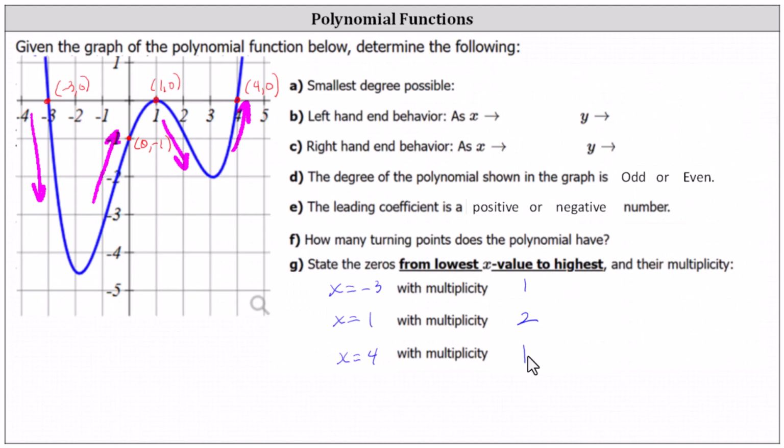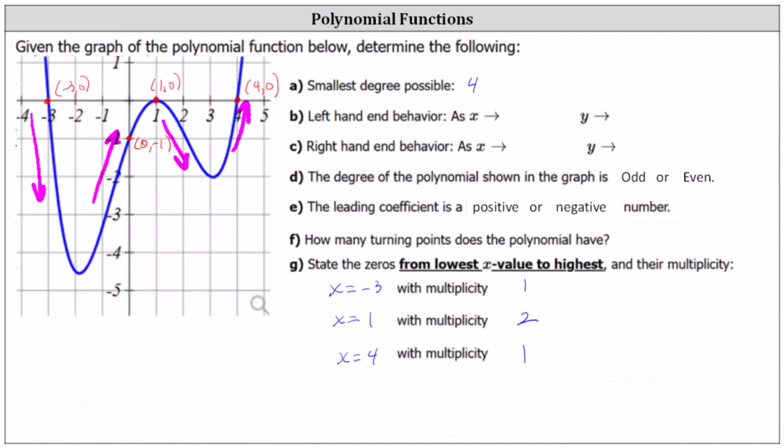Notice the sum of the multiplicities is 4, which gives us the smallest possible degree. It could be more than 4 because we could have complex zeros which don't appear as x-intercepts. Only the real zeros appear as x-intercepts. And now let's determine the left and right hand behavior.